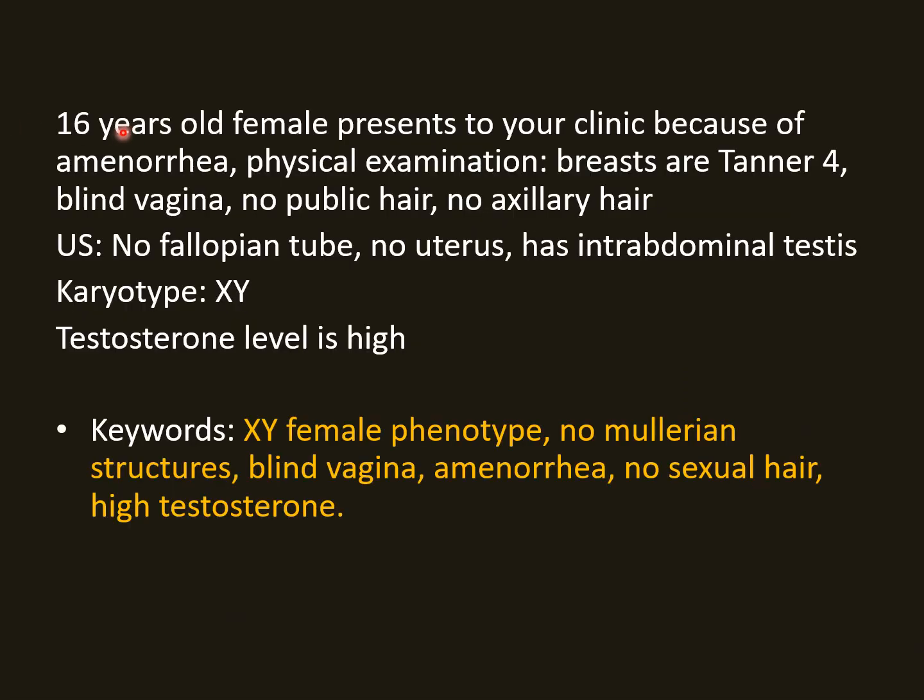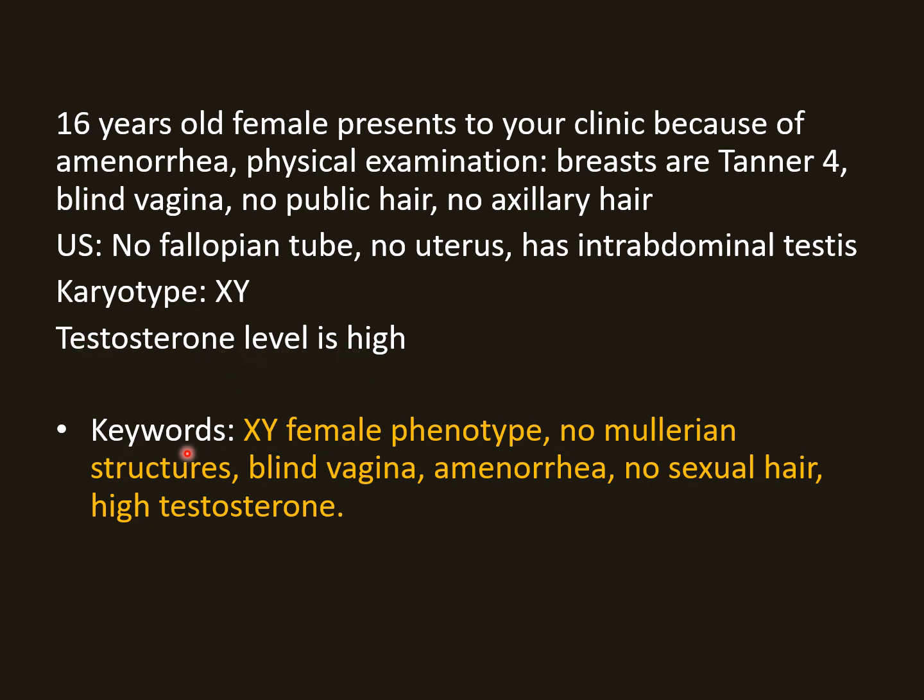Let's start with a clinical case scenario. This is a 16-year-old female who presents to your clinic because of amenorrhea. Physical examination is significant for breasts at Tanner 4, so she has breasts, a blind vagina, no pubic hair, and no axillary hair. The ultrasound shows no Mullerian structures, no fallopian tube, no uterus, but she has intra-abdominal testes. The karyotype is XY, and the testosterone level is high.